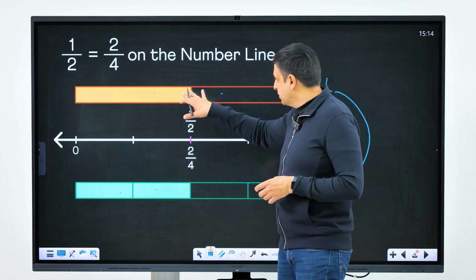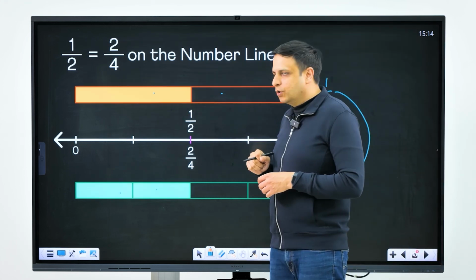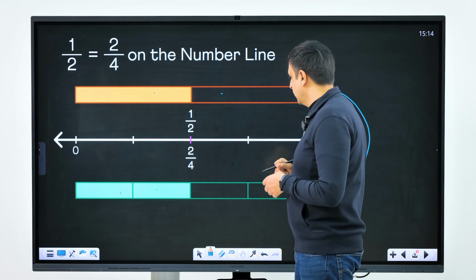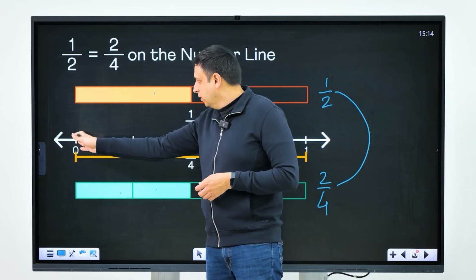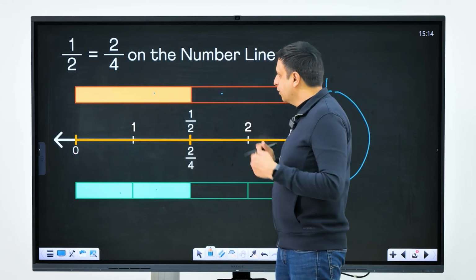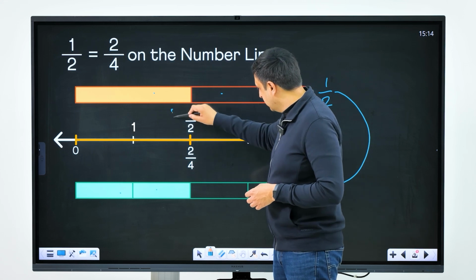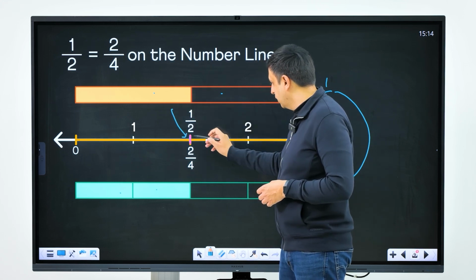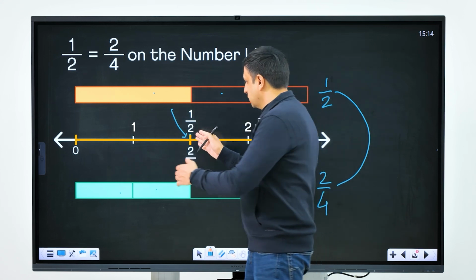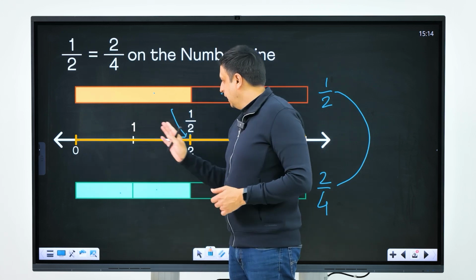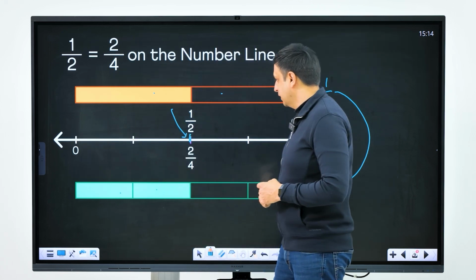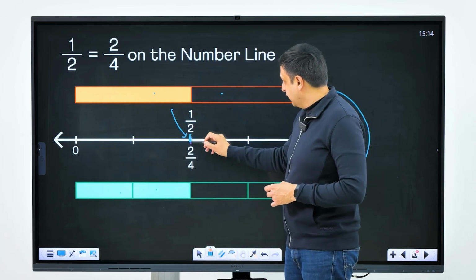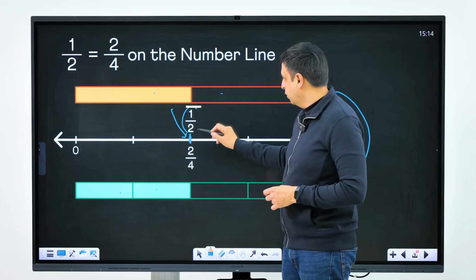Now if I had to represent this fraction 1 over 2 on the number line, how would I do it? Well, I would take the unit interval from 0 to 1, divide it into two equal parts and pick this point over here, because this point covers one part out of the two parts and it is one part away from 0. So this point here would represent the fraction 1 over 2.